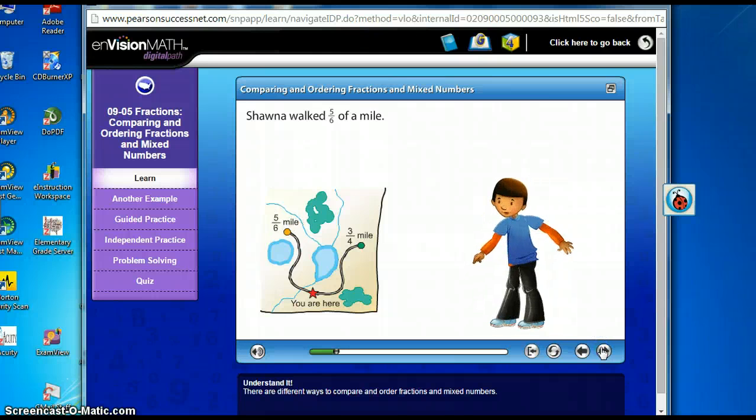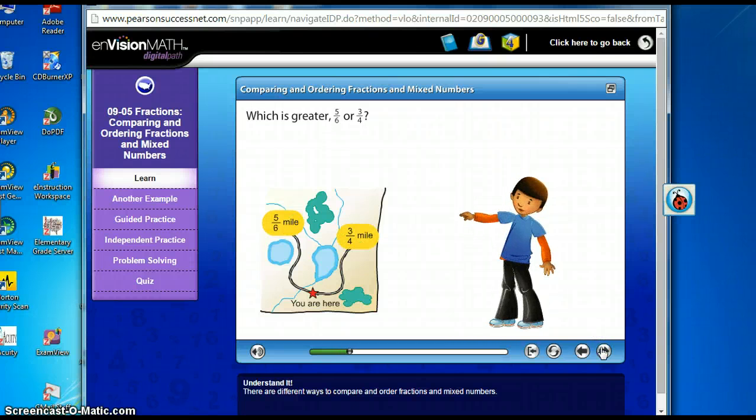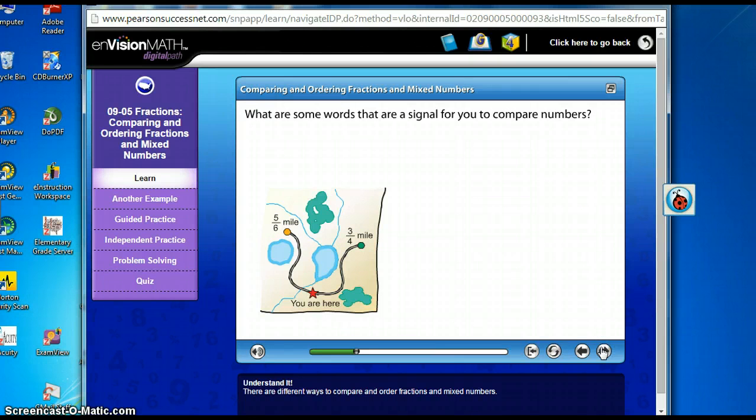Shauna walked 5/6 of a mile. Tom walked 3/4 of a mile. Which is greater, 5/6 or 3/4? What are some words that are a signal for you to compare numbers? How do you know that you need to compare? What in that lets you know that you're going to be comparing fractions?